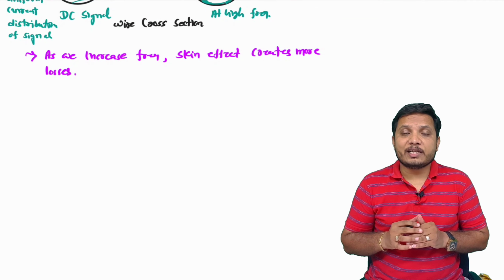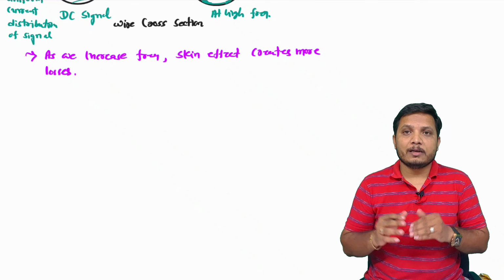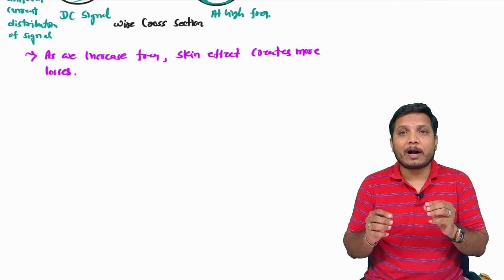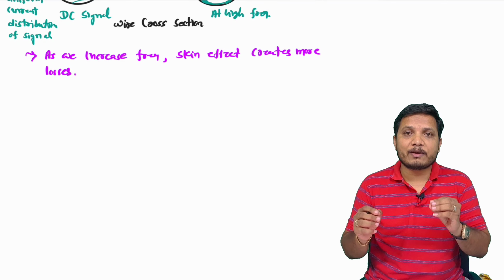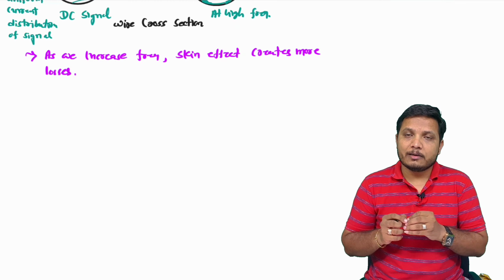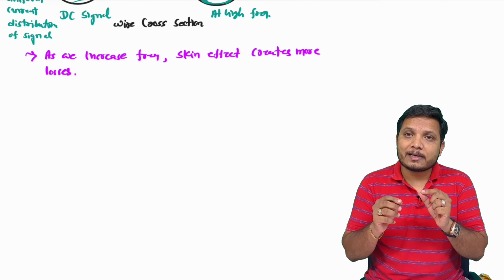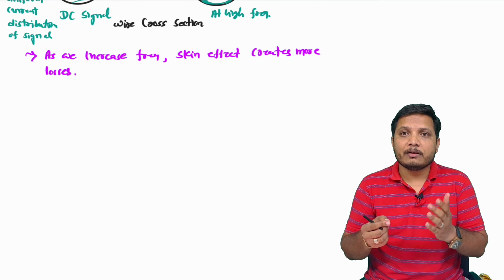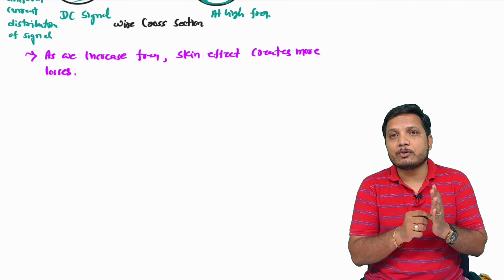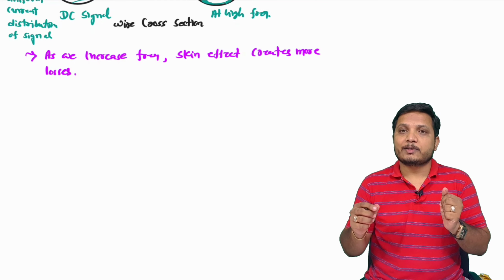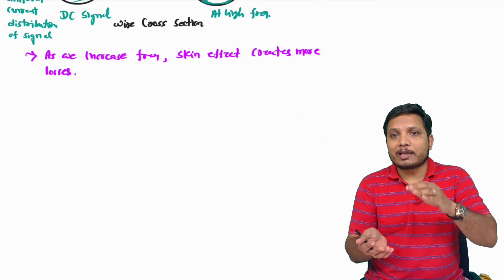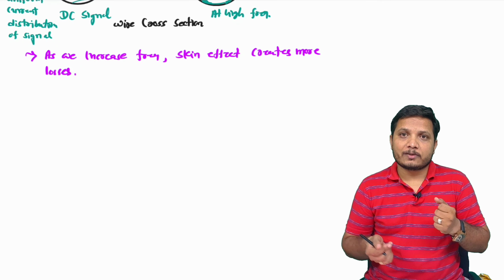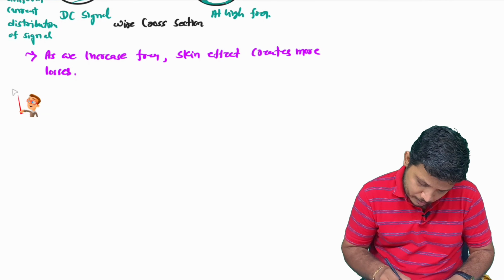Now the next limitation is attenuation loss. At microwave frequency, the separation between two wires should be smaller as the wavelength is shorter. As the separation between two wires is small, there will be more attenuation when the signal travels through the transmission line. So the higher the frequency, the smaller the separation between two wires, and the higher the attenuation loss. So this is how the trade-off is there.